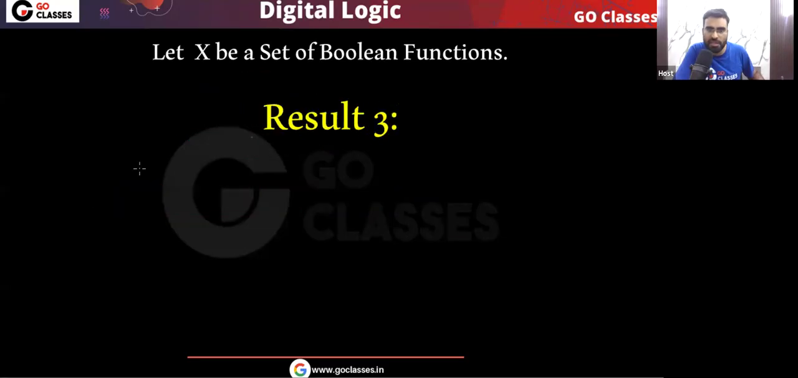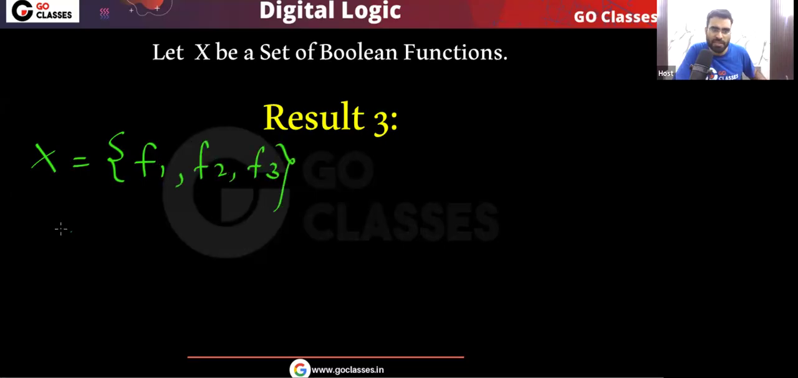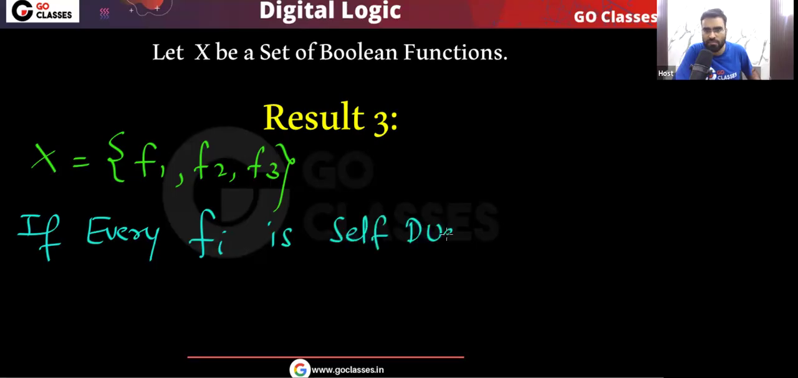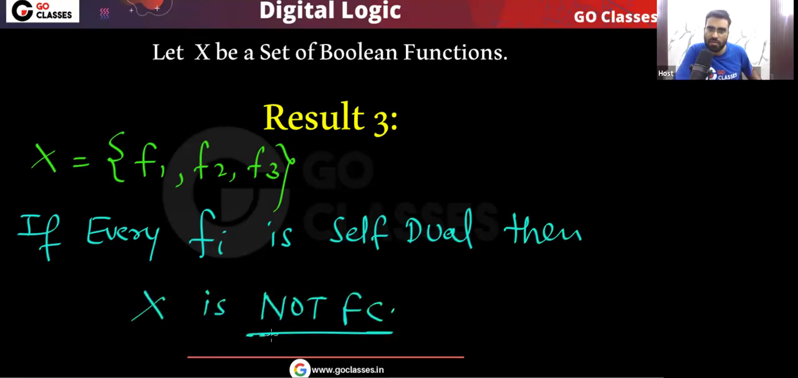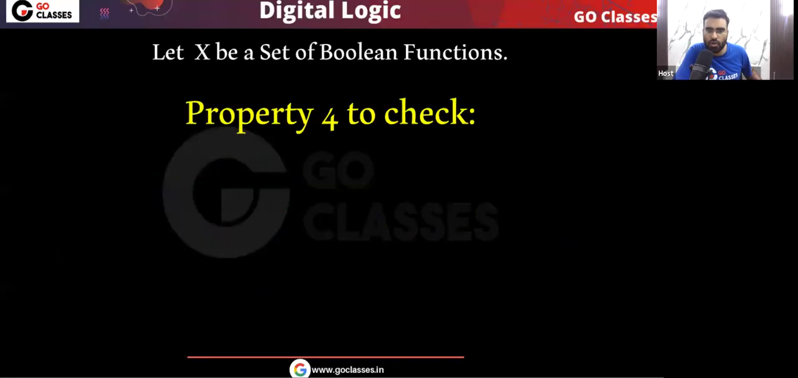Now let me tell you the result. The result is, if every function is self-dual, then X is not functionally complete. This is your set X, a set of Boolean functions, right? Now I am saying that if every fi is self-dual, then X is not functionally complete. It means if each of them is self-dual, then X is not functionally complete. This is another very simple result. Is this clear?